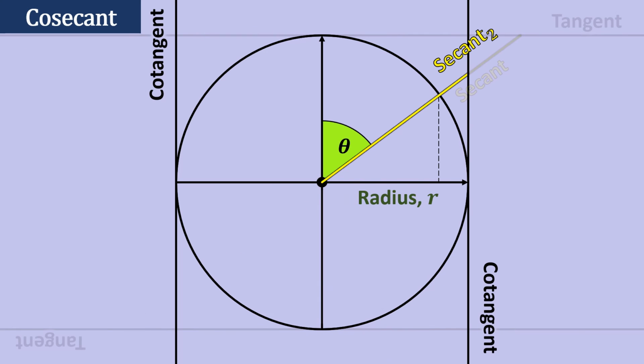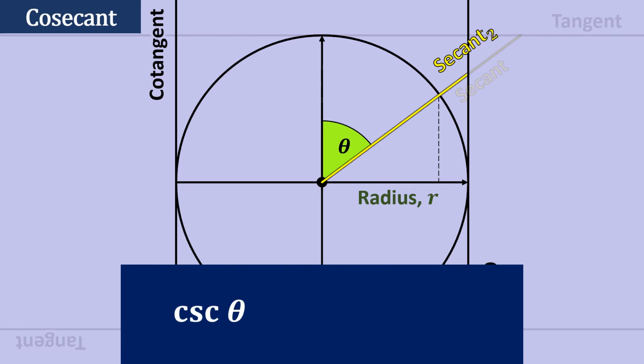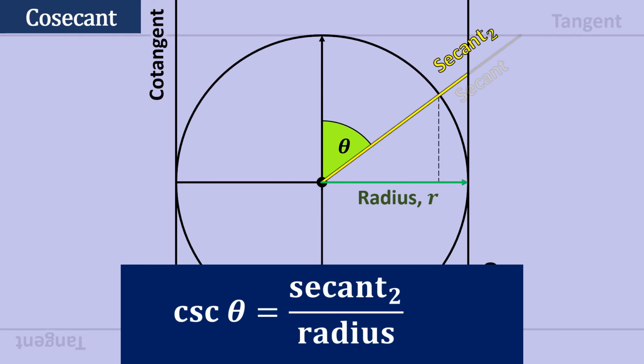On the other hand, the complementary tangent lines would be vertical. The cosecant of an angle is the length of the secant line on the vertical tangent line divided by the length of the horizontal radius. The ratio of the secant line to the radius is the same as the ratio of the radius to its own horizontal length.